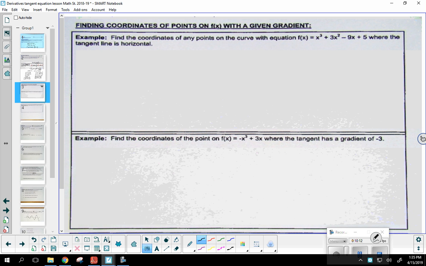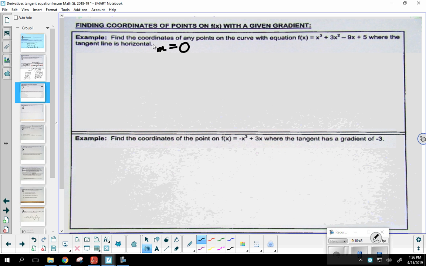Find the coordinates of any points on the curve with equation f of x equals x cubed plus 3x squared minus 9x plus 5, where the tangent line is horizontal. Okay, so this time we're working backwards. We want to figure out what values of x and then use those to find the point or points that's going to give me a slope where a line is going to be horizontal. So I made sure not to go ahead and say it. What's the slope of a horizontal line? It is 0. So there we go. That's the slope that we're interested in.